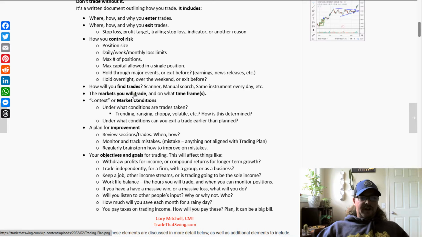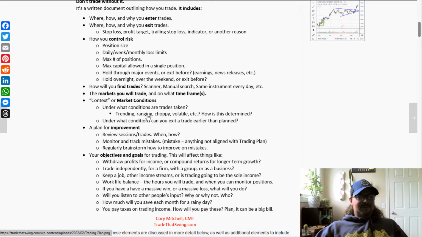What markets you'll trade and what time frames? That's a very basic one. So are you going to be a day trader trading the Euro USD on the 1-minute chart? Are you going to be a day trader looking at several stocks, but you're only looking at maybe the 1-minute chart and the 5-minute chart? Are you going to be a long-term investor only trading stocks, looking at the daily and weekly charts?